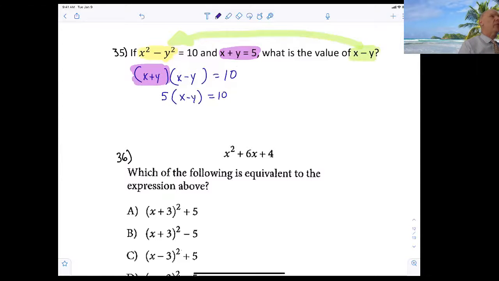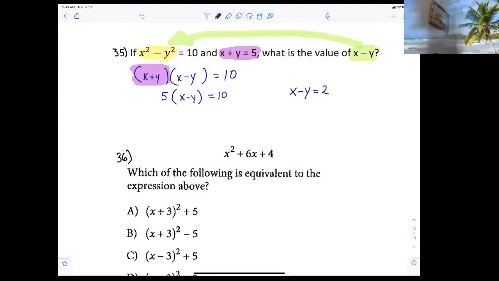Well, the question now is 5 times x minus y equals 10. So someone please tell me what x minus y has to be. 2. It has to be 2, right? Again, that is a powerful problem, and most kids overlook that completely. I want to make sure you're hearing me. This is a very difficult problem. Again, x plus y times x minus y is x squared minus y squared. Does anybody have any problem with that? That should be straightforward, easy as can be.